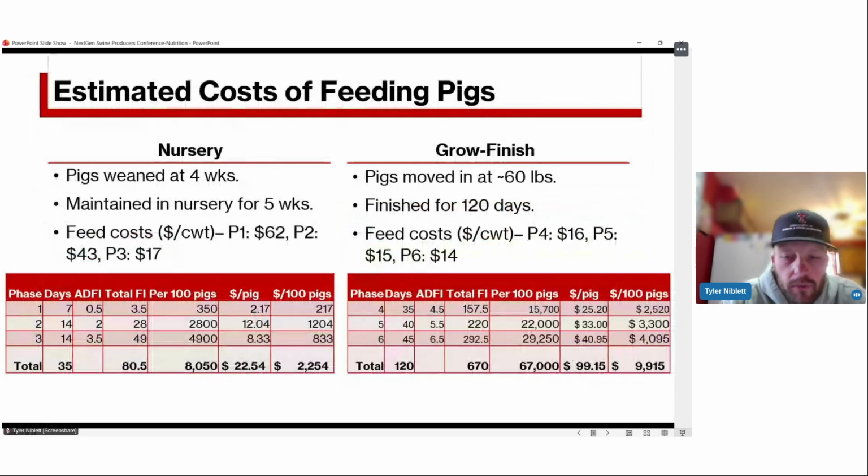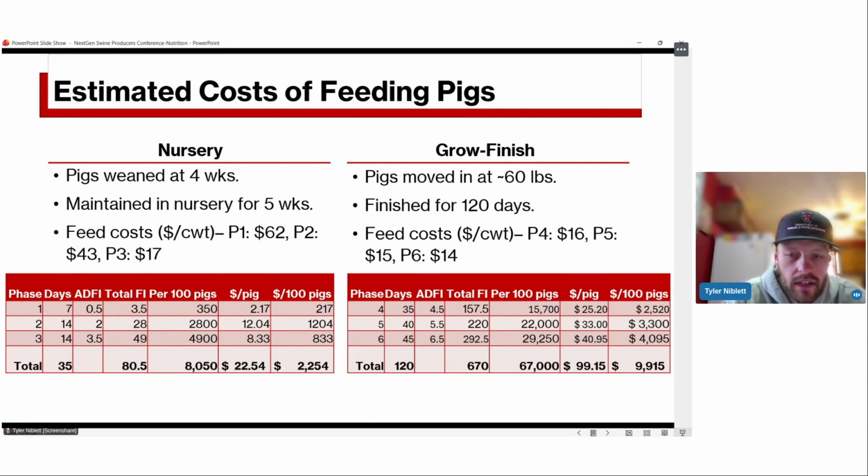So this information here came from us here at Texas Tech. We utilize a 4-week lactation period, and they're maintained in our nursery after weaning for about 5 weeks. These are some estimates for feeding costs based on our values.